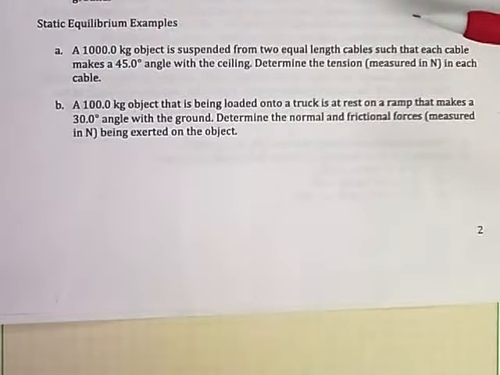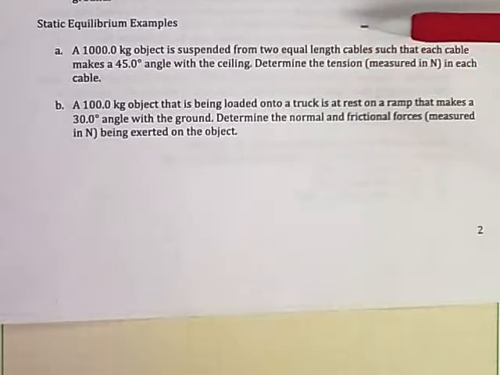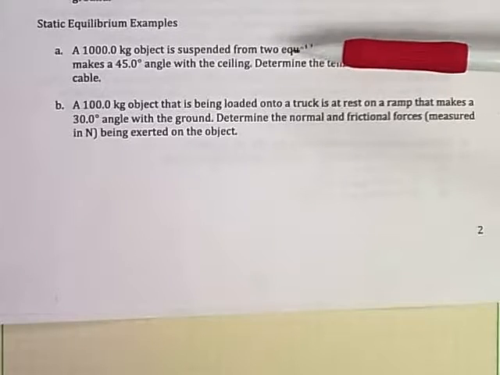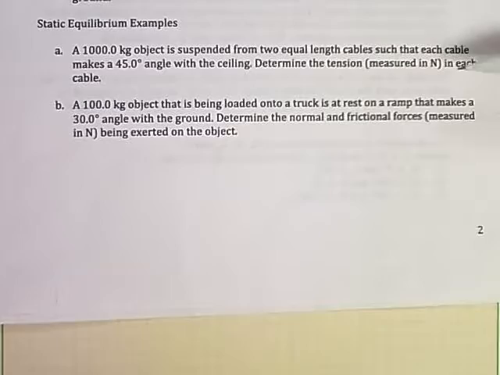Okay, so these are the static equilibrium examples, part A. This is one of the most common things we think of when we think of using 2D vectors in engineering. It says we've got a 1,000-kilogram object that's suspended from two equal length cables such that each cable makes a 45-degree angle with the ceiling. Determine the tension measured in newtons in each cable.